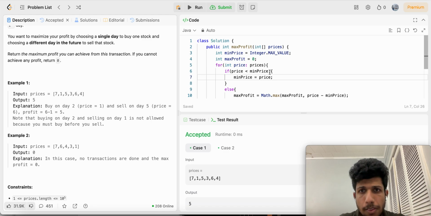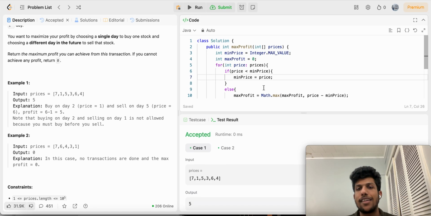Now, if it is not updated, I would just calculate the profit, price minus min price, and update the max profit. So this way, if we iterate over this whole array, the min price would come out to be 1, and whenever we reach 6, it will be 6 minus 1, 5. So it would calculate the max profit, and max profit would come up as the maximum value only for that particular transaction. So this would be returned as the answer.